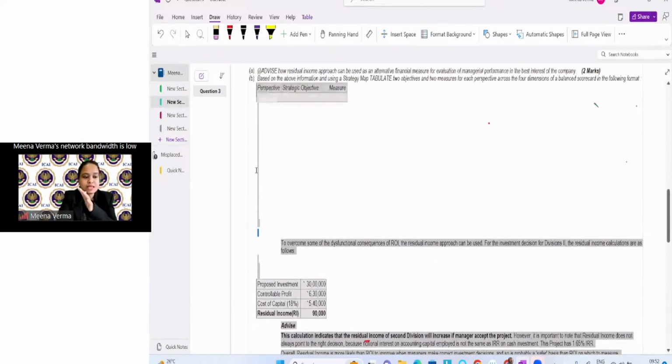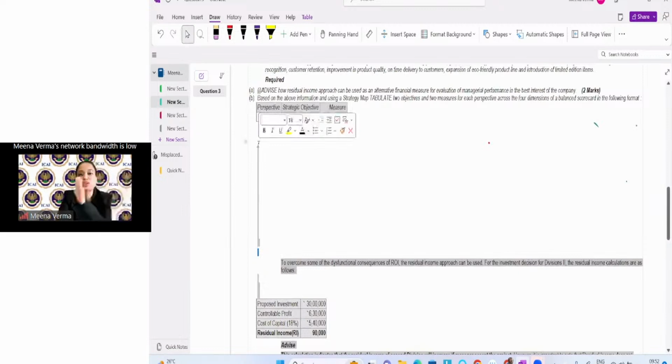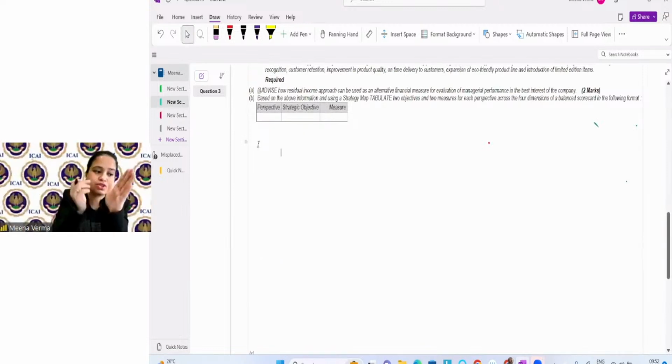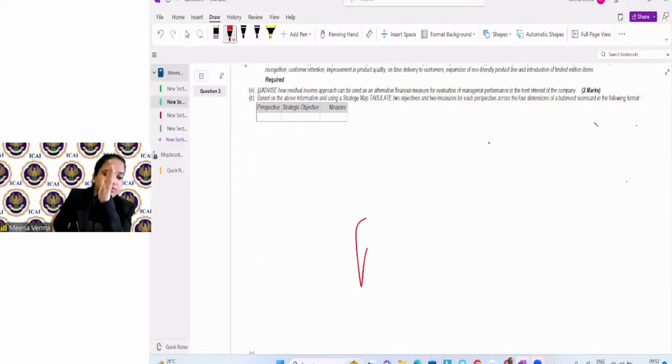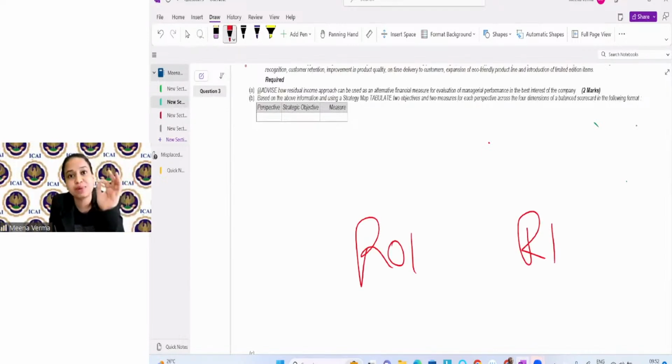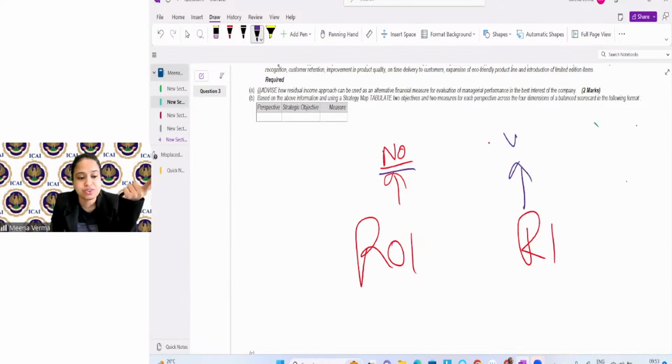We have learned, if you remember, in return on investment and residual income, that when you take the decision on the basis of return on investment, and when you take the decision on the basis of residual income, the answer may come different. Here, on the basis of return on investment, we said no, introducing a new product line is not a good decision. But when we considered residual income, we say yes, it's a good decision, because the residual income of the company will increase.